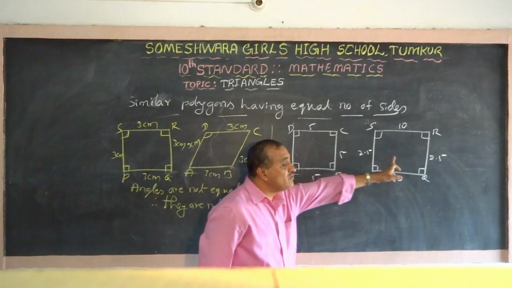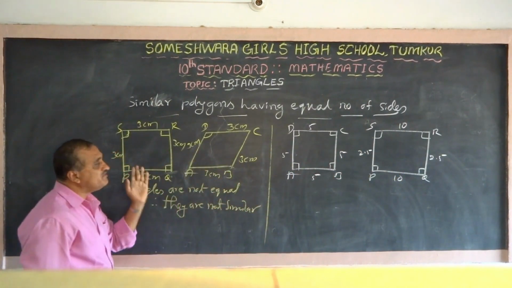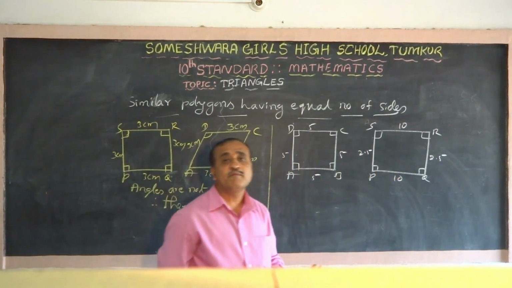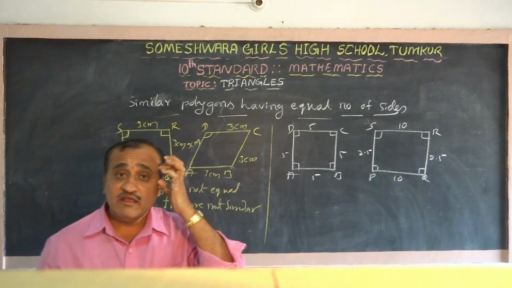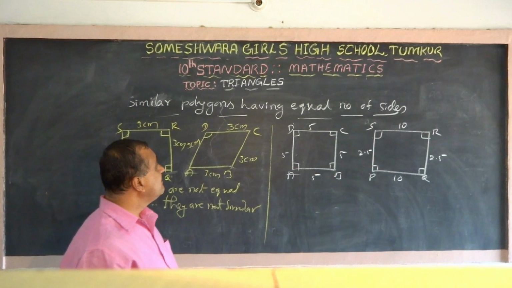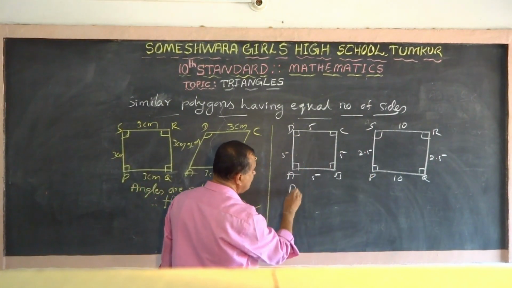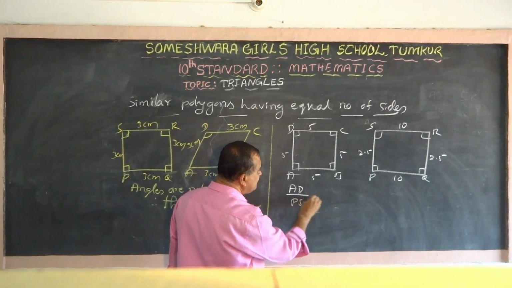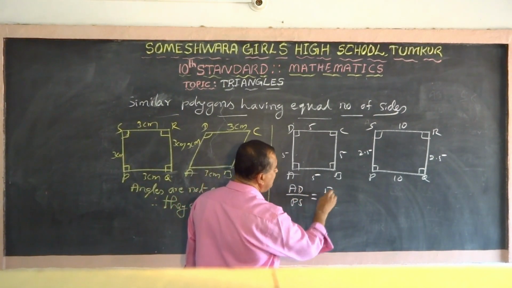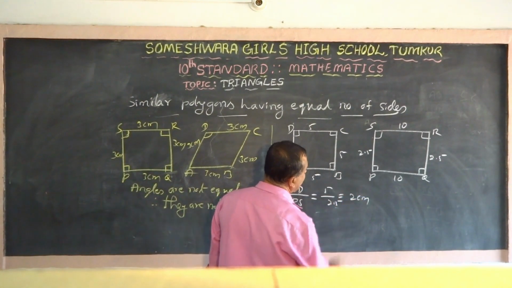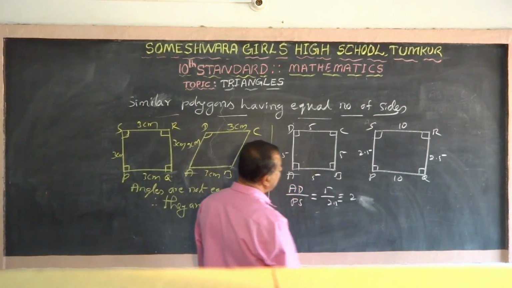Consider these two polygons. Are these two similar? Angles are equal, but observe the sides. Sides, what is that? AD by PS. Take the ratio of the sides. AD by PS, 5 by 2.5. This is how much? 2. It is 2, not centimeter, it is 2.